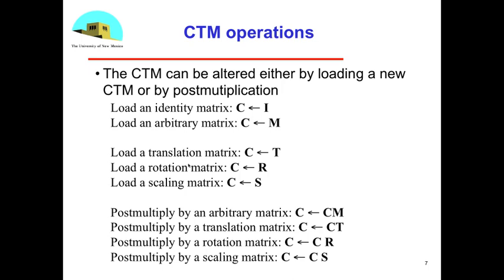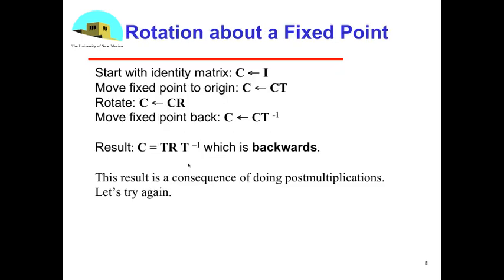Okay, so if you looked at something like rotation about a fixed point that we talked about in the last lecture, it looks something like this. You can start with an identity matrix. You can then move the fixed point to the origin by a translation. Then you do your desired rotation. You see they're all being done on the right, and then you move the fixed point back by doing the inverse of the translation that you first did.